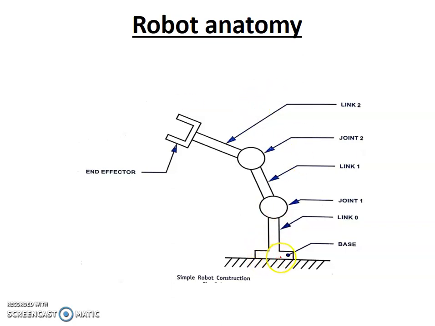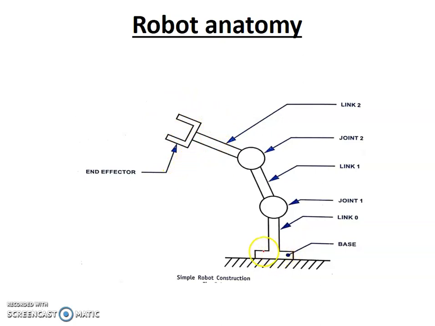Mainly the robot consists of links and joints. If you take the hand of a human being, we can have different joints and links. Two links are required to make one joint, that we already know. So in the robot also we have links and joints. By using links and joints we have the robot anatomy, and it can do different tasks.